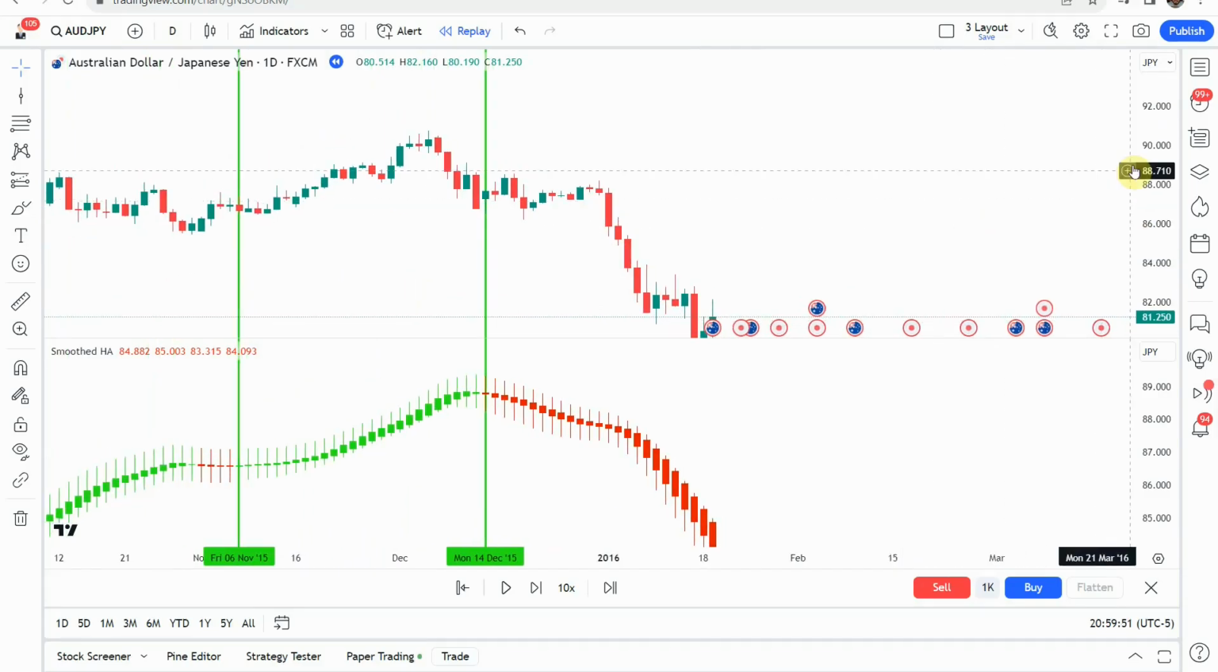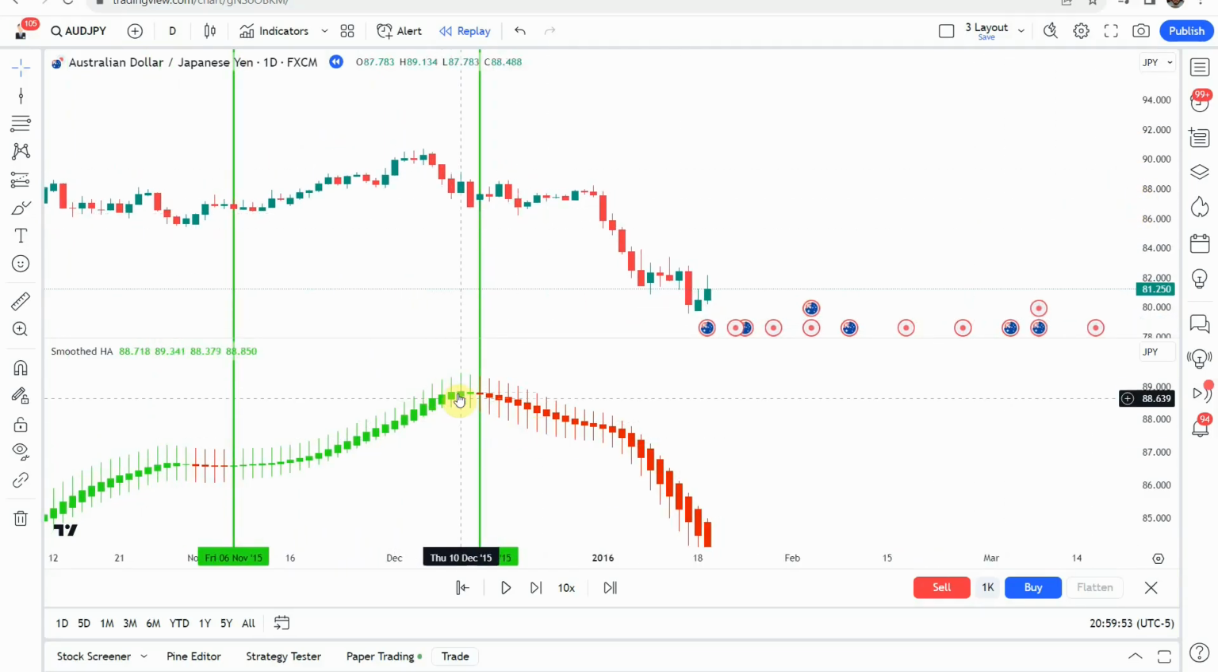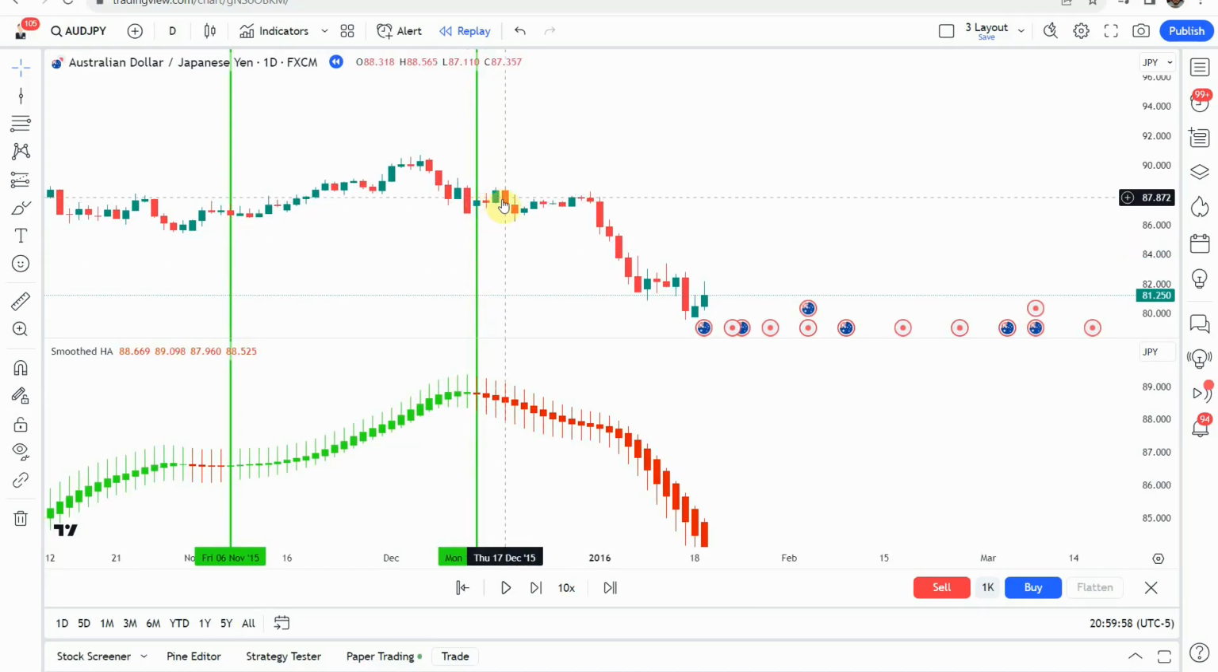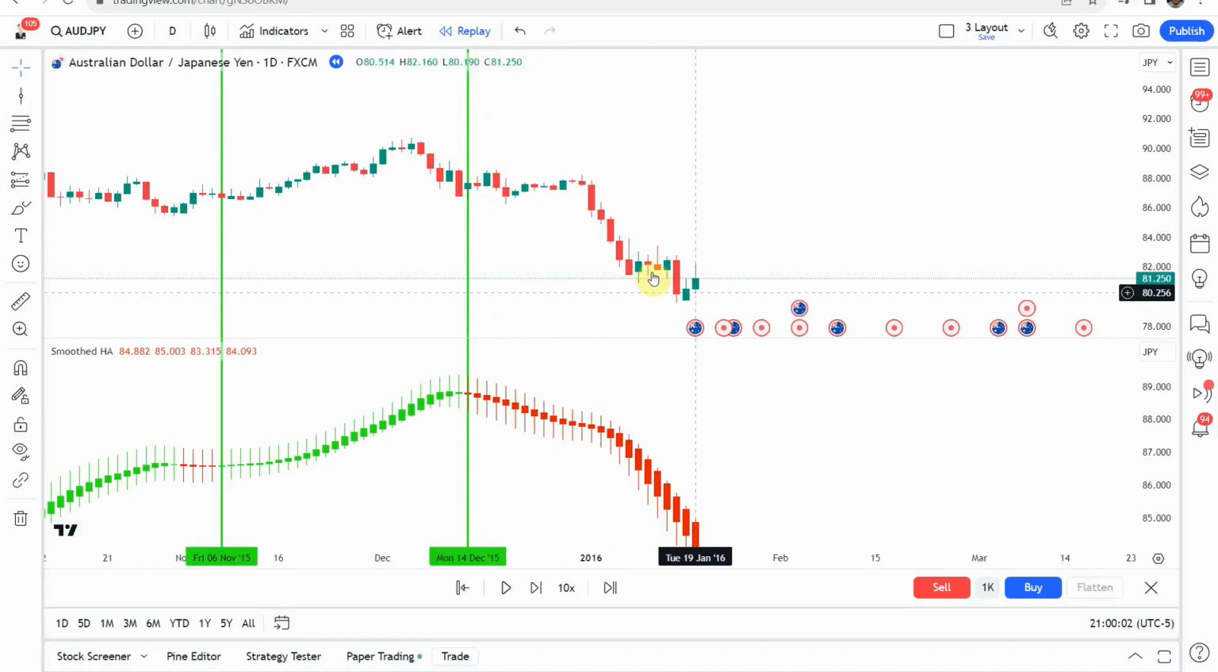Alright, so you see there that we pick up the shift in coloration from green to red right here. Same deal, we get a little bit of choppiness and sideways market here before we make this really nice push to the downside there, which also would have gotten us to our take profit.